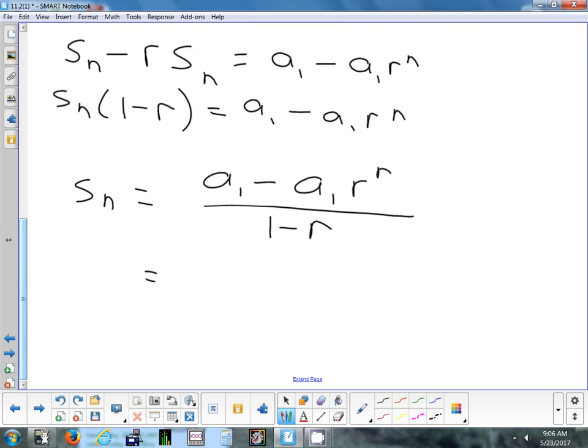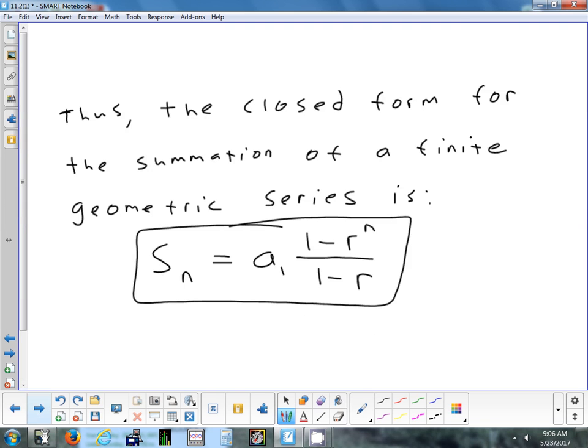And the way the book writes the answer is they factor an a sub 1 out, and they leave it like that. So S sub n equals a sub 1 times 1 minus r to the n over 1 minus r. That is the formula for the sum of a finite geometric sequence. That's what you just wrote down, so you don't have to write it again.